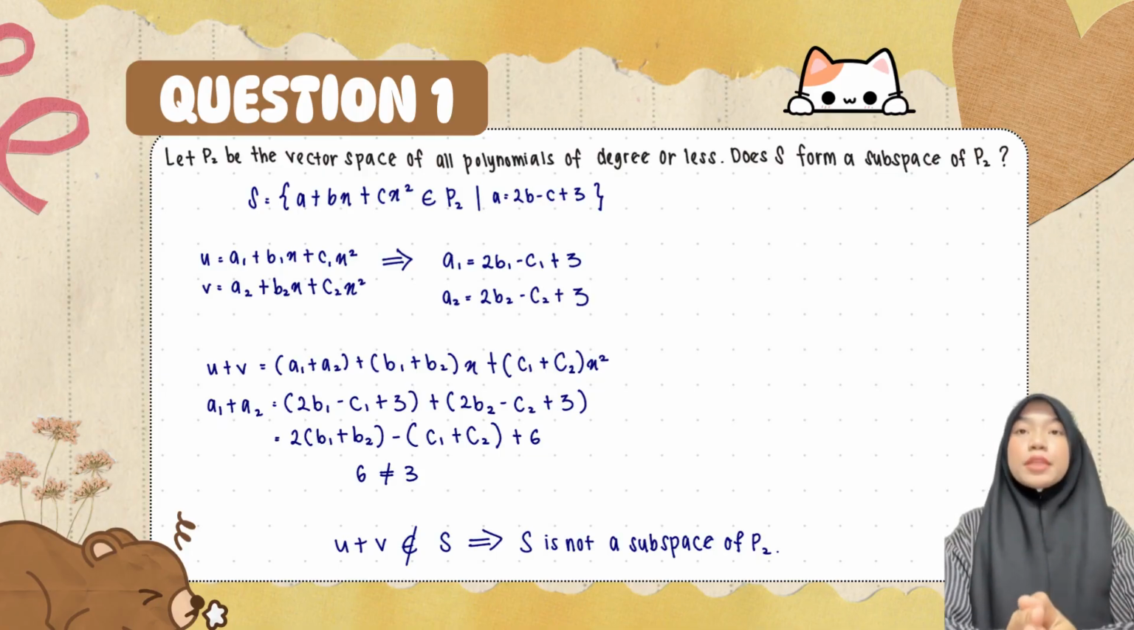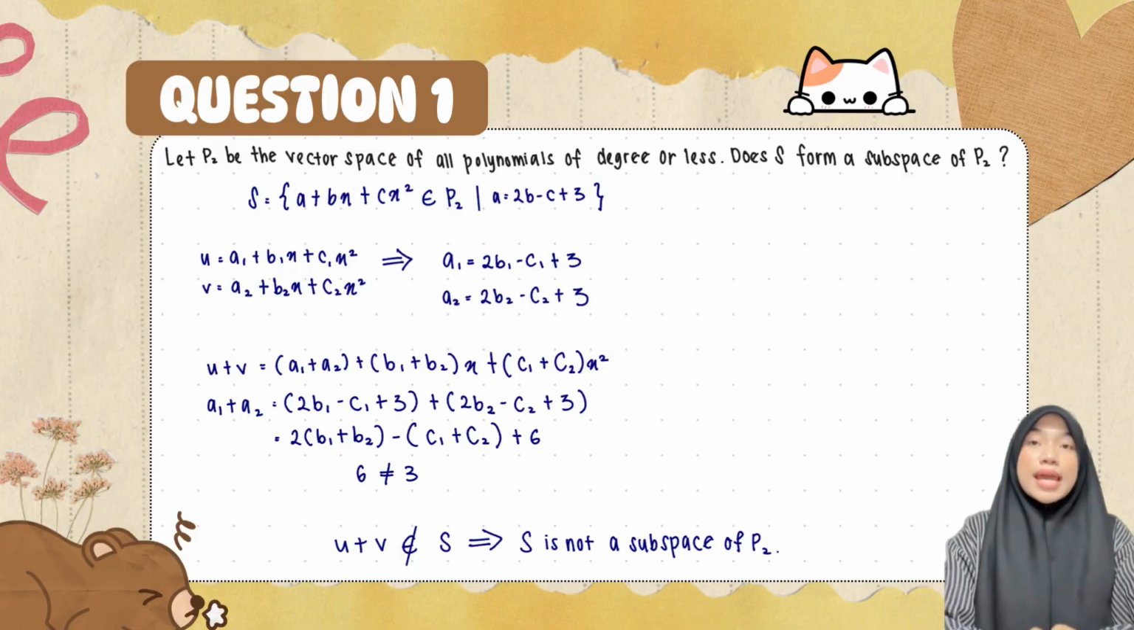Question 1. Let P2 be the vector space of all polynomials of degree 2 or less. Determine whether S forms a subspace of P2, where S is the set of a plus Bx plus Cx squared, any element of P2, such that A equals 2B minus C plus 3. Let u equal A1 plus B1x plus C1x squared, where A1 equals 2B1 minus C1 plus 3. Let v equal A2 plus B2x plus C2x squared, where A2 equals 2B2 minus C2 plus 3.